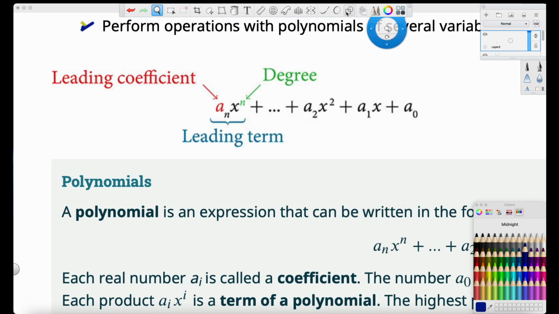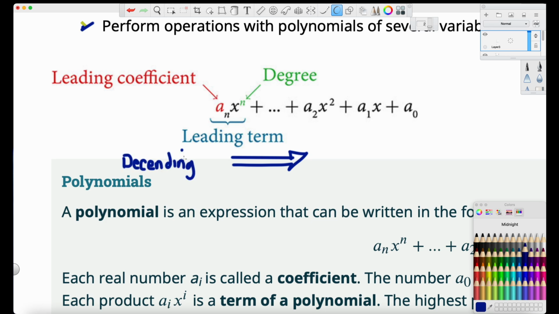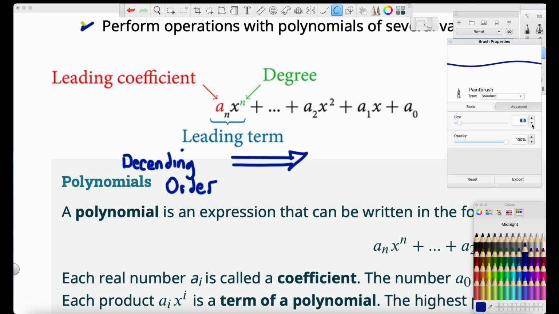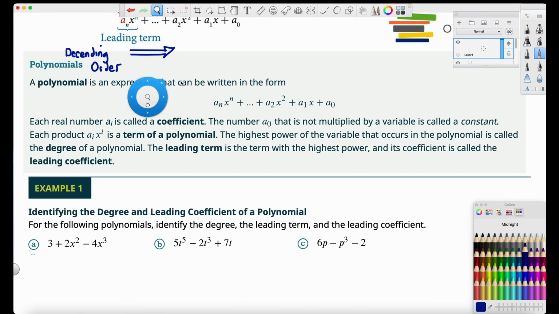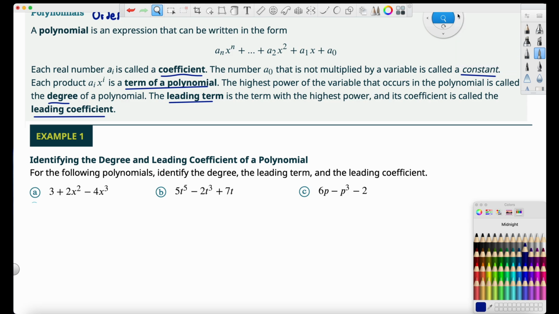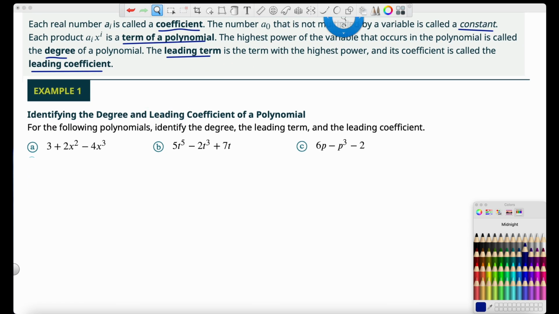There's some nomenclature here that I think you're familiar with, but we will review leading coefficient, leading term. We'll talk about the degree of the polynomial, how we want to write our polynomials in descending order. And here's a more fleshed out definition for you. And here's some more bolded key terms. Coefficient is the number in front of the variable. A constant is a number without a variable. We have terms, degrees. I'm going to jump into it here with example 1.